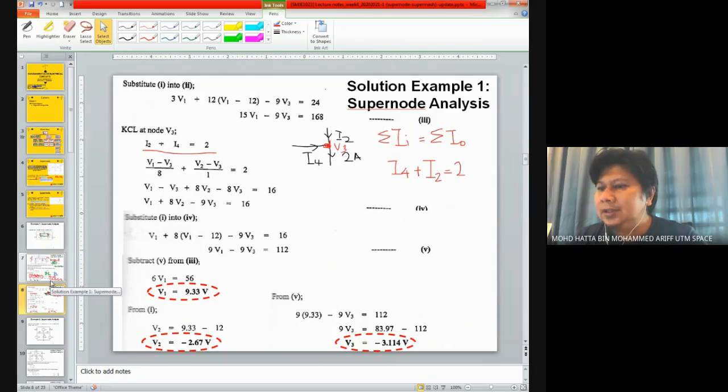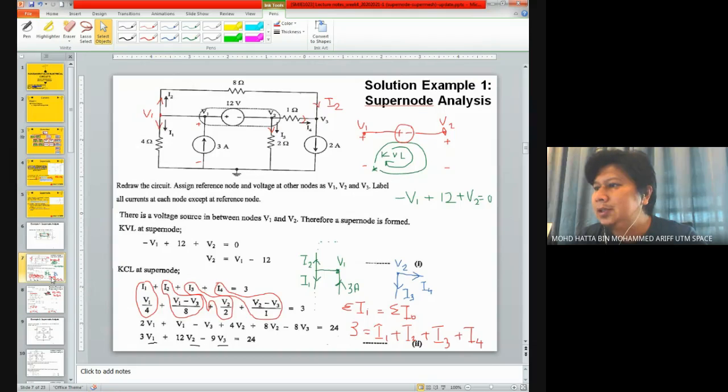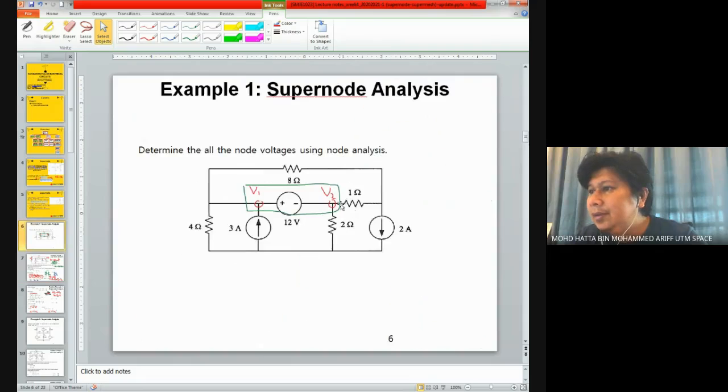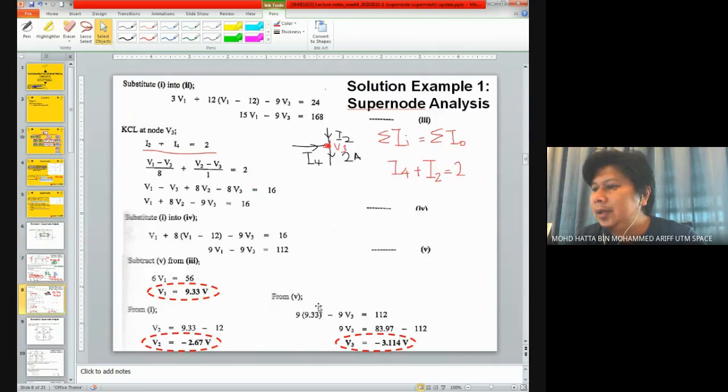Okay, that is for example number 1. And example number 1 says that you need to find node voltages using node analysis. Node voltages mean we have V1, V2, and V3. If you look at the example over here, towards the end, we have V1, V2, and V3. All voltages have been found. Okay, that's for example number 1.